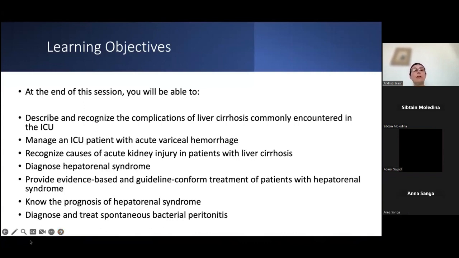So my learning objectives for this talk are that I hope that you, at the end, can describe and recognize the complications of liver cirrhosis that are commonly encountered in the ICU, and that you can manage an ICU patient with an acute variceal hemorrhage, recognize causes of acute kidney injury in patients with liver cirrhosis, diagnose hepatorenal syndrome. I'll spend a big chunk of the talk talking about that, and provide evidence-based guideline-conformed treatment of patients with hepatorenal syndrome, know what the prognosis is, and also diagnose and treat spontaneous bacterial peritonitis.